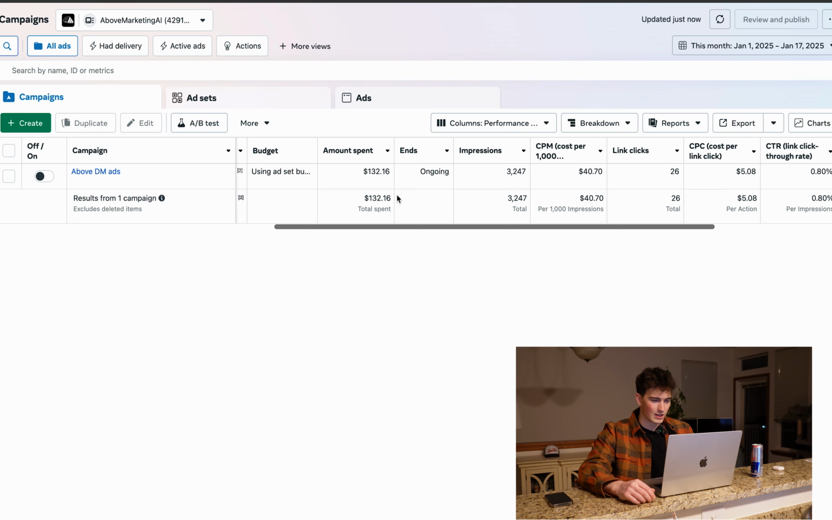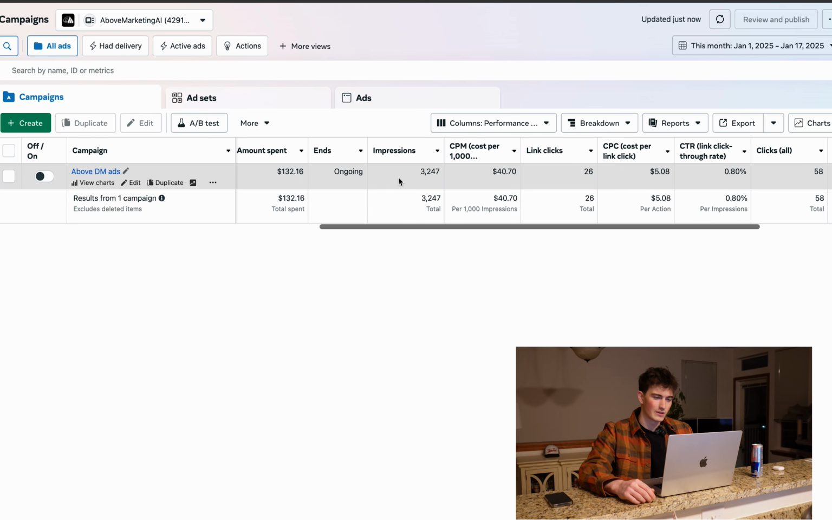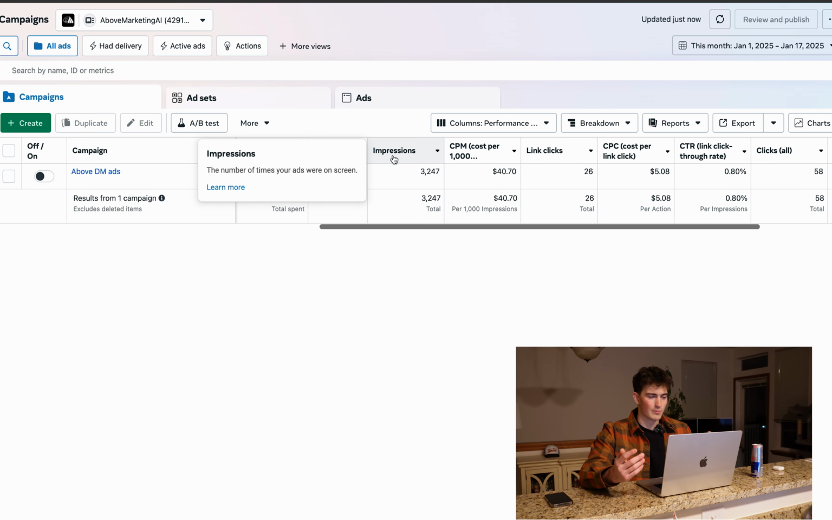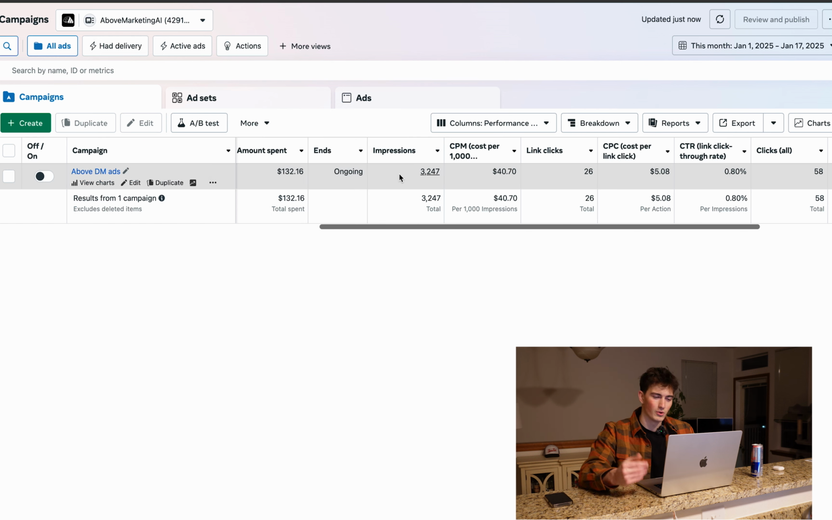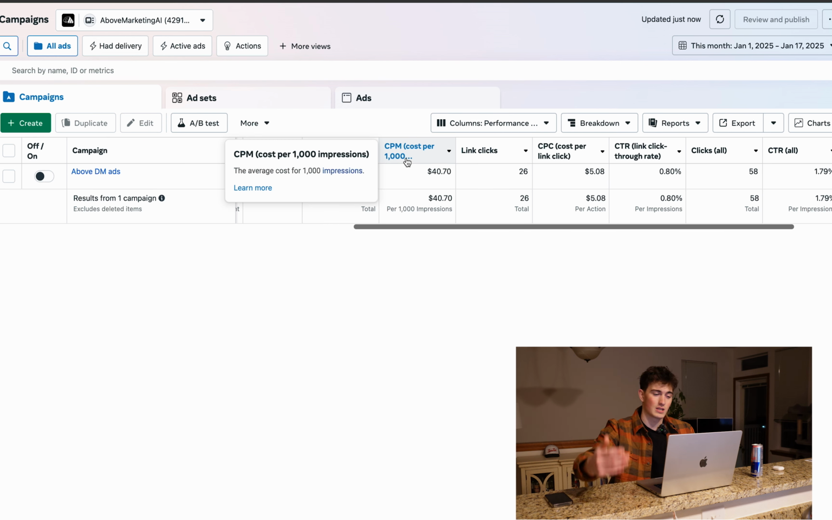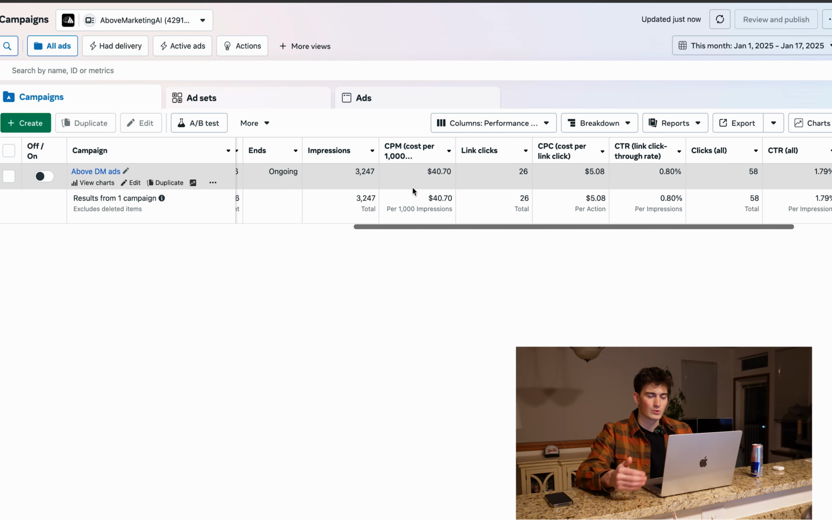Amount spent, you understand. Impressions, kind of explained it already. Pretty much just the number of times your ads were on a screen. So that can include the same person multiple times. CPM is just cost per 1,000 impressions. A good CPM is anywhere between $20 to $30 I've seen. You can still be profitable up to like $100 CPM, even higher if it's like a high ticket, super niche product.